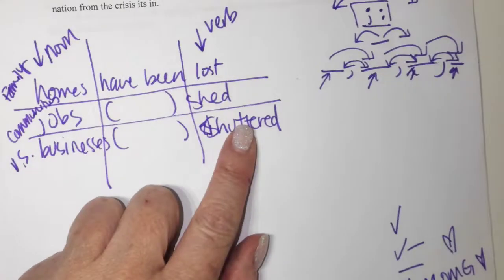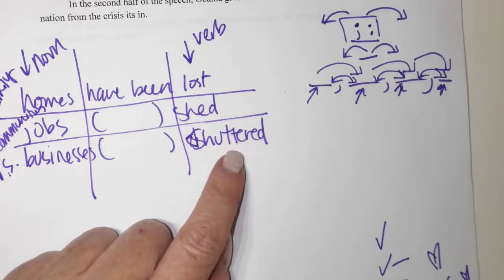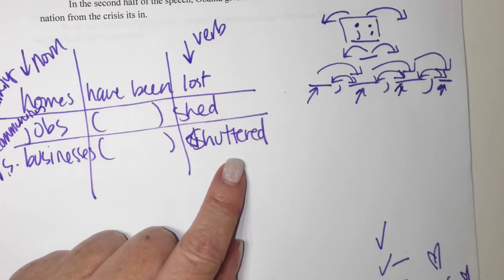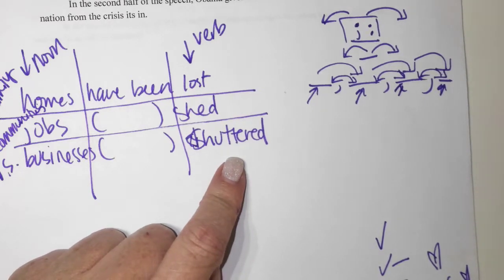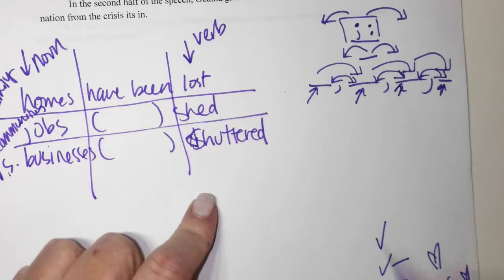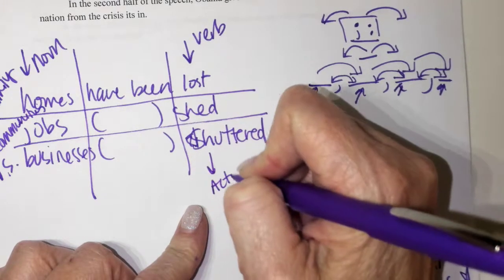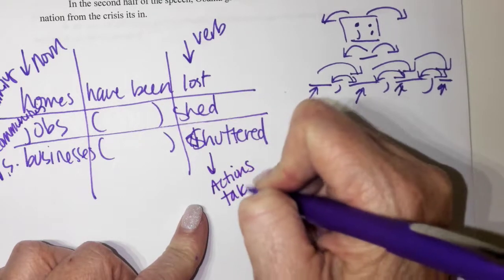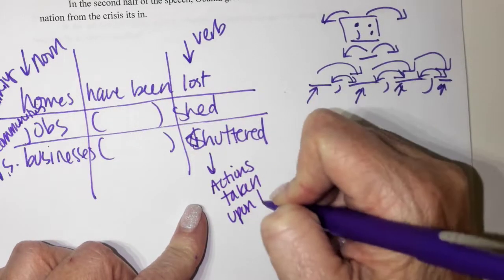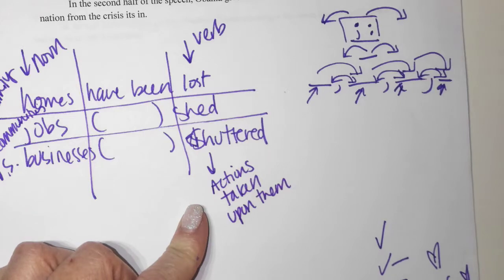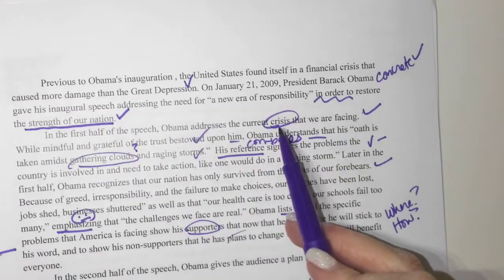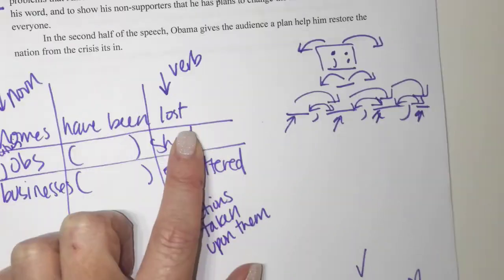Now look at the verbs. What kind of action verbs are those? Are those actions that people do, or are those actions that are taken upon them? Okay. All right. Now, homes have been lost. If we're talking about the crisis, right? He's talking about all the current crisis. Homes have been lost. What current crisis does that reference?